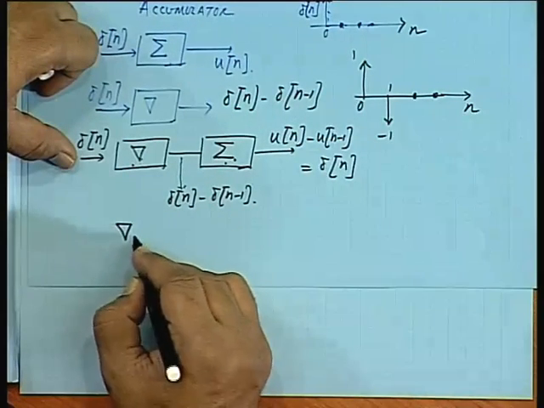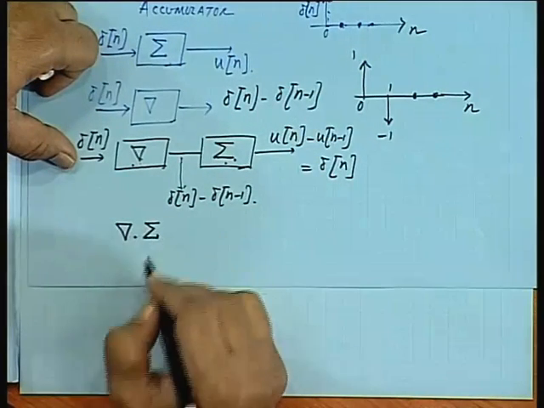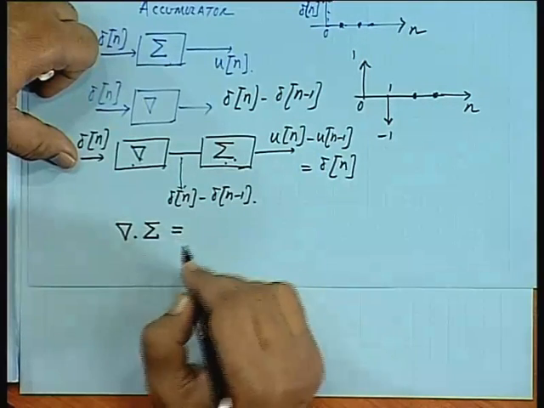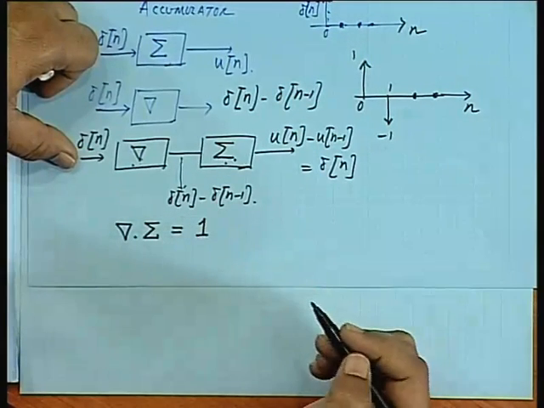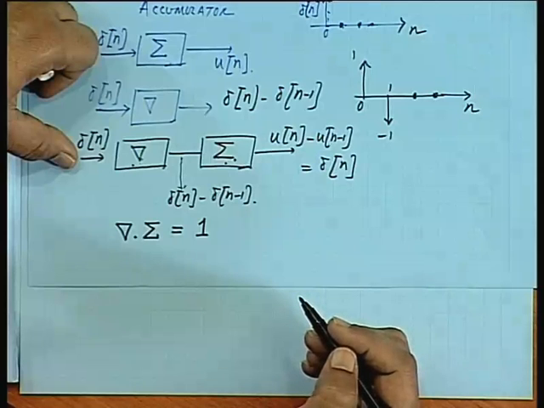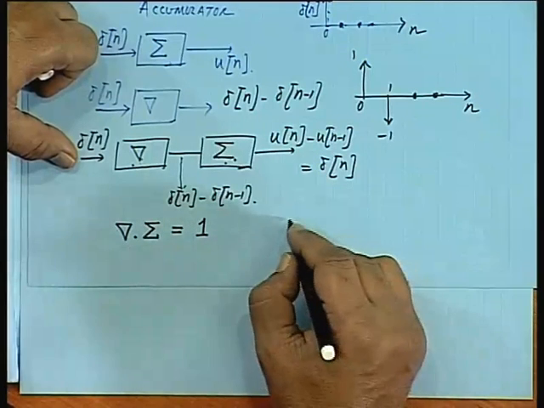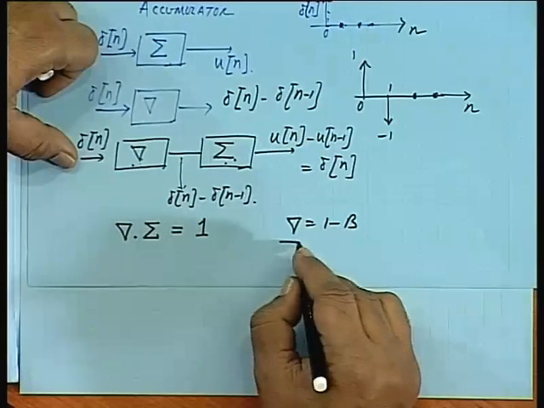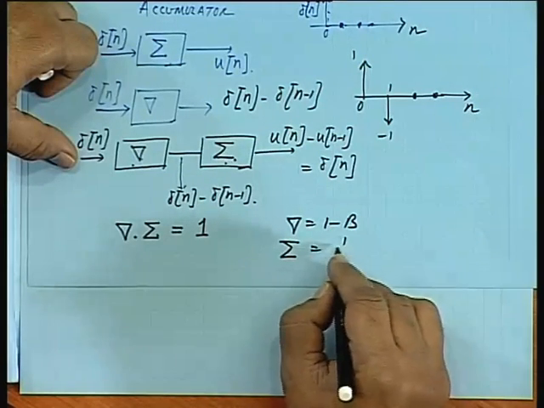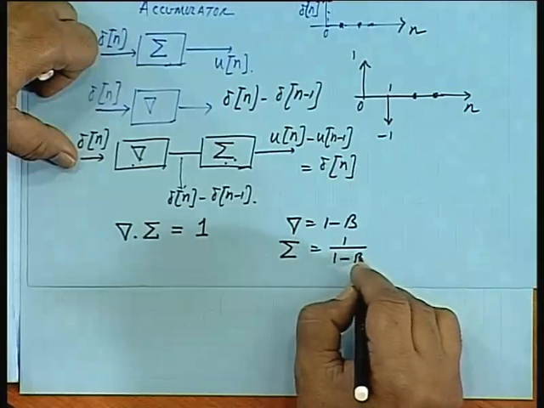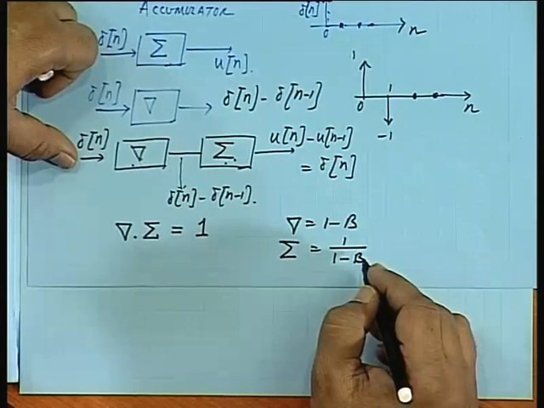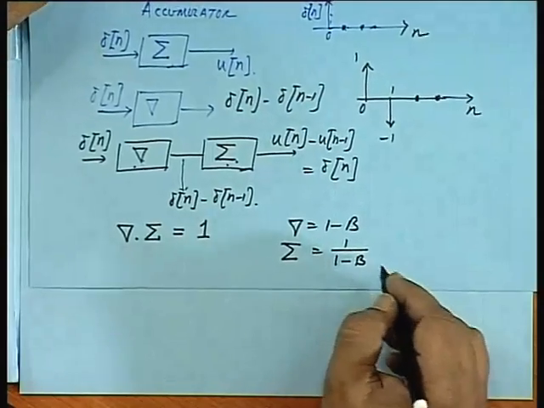So, delta sigma, if we use these notations, is equal to unity, alright, and delta was 1 minus b, therefore, sigma will be 1 by 1 minus b. Do you agree? Can you prove it? Let us see. What is sigma?